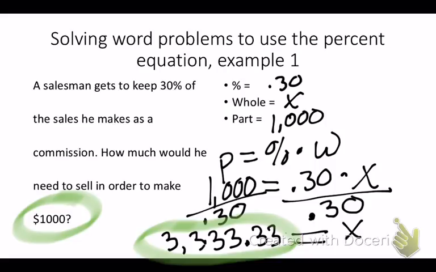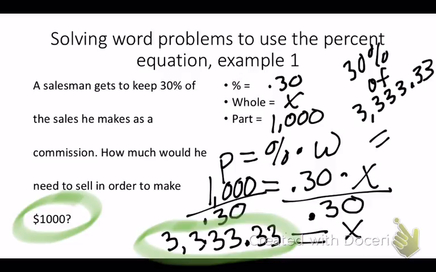But I could double check also by going back and making sure that if I do 30% of $3,333.33, that I get $1,000. So I'm going to put in 0.30 times 3333. And yep, I get $999.99.